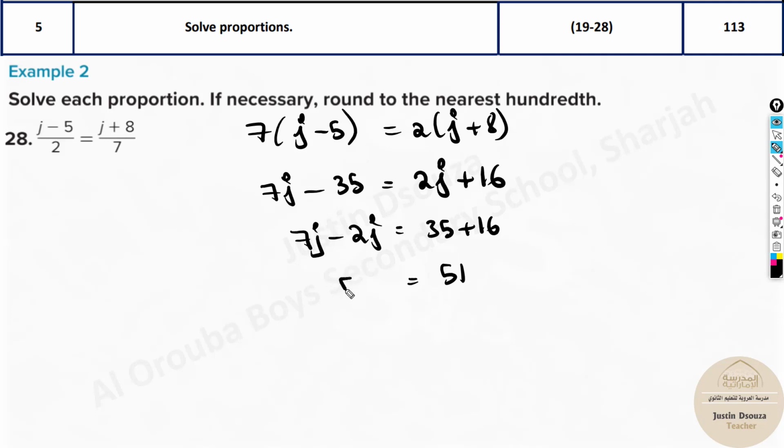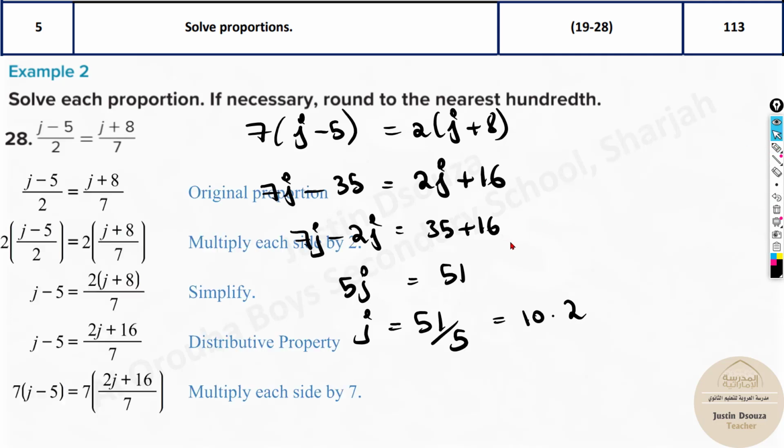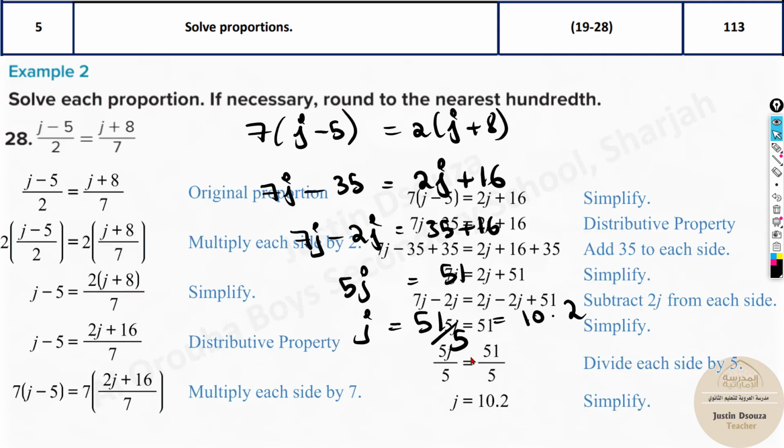And over here we would have 5j. Let me just check this out. Yeah, it's 5j. j is equal to 51 by 5. That would be nearly 10.2, I guess. Okay, it'll be 10.2. Let's check. Yeah, that's the answer.